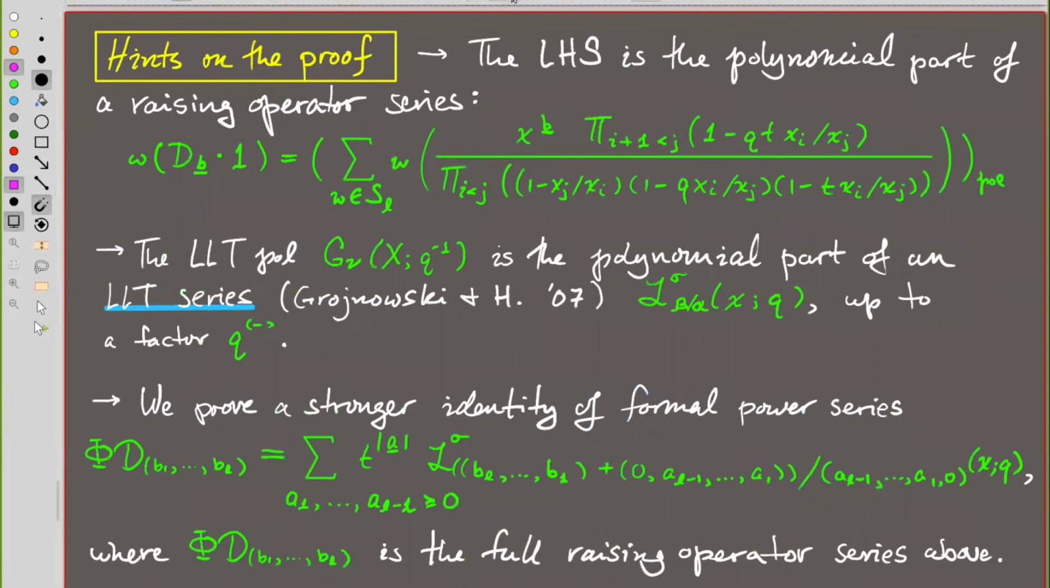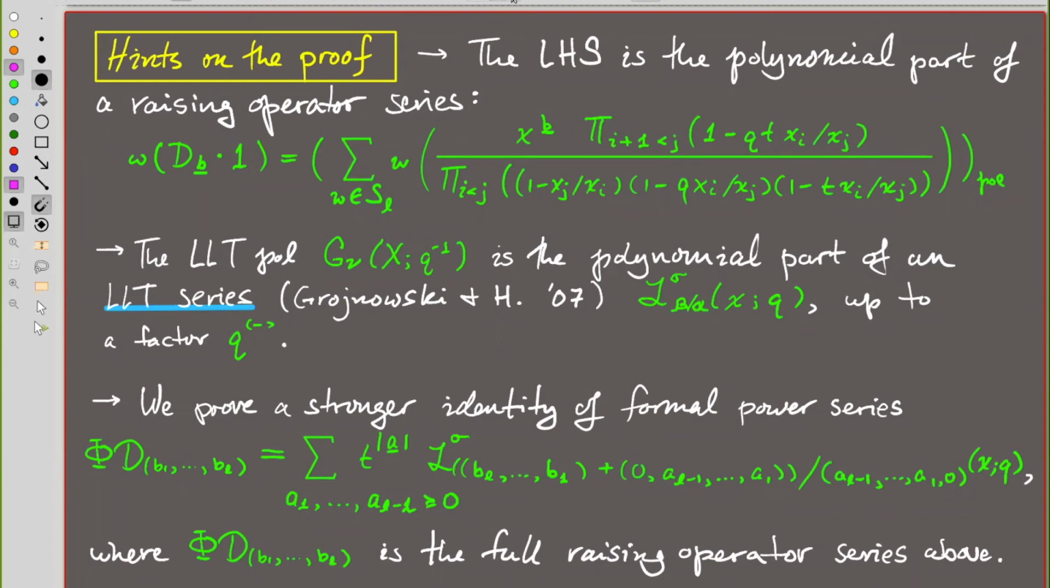Let me just give you some hint about how the proof goes. So the left-hand side, the dB applied to 1, after you apply omega to it, the symmetric function involution that switches the elementary and complete homogeneous symmetric functions, it becomes the polynomial part. And this is essentially the definition of a Feigin-Tsymbaliuk element. It becomes the polynomial part of a kind of explicit raising operator series in L variables. And it also happens that the LLT polynomial piece can also be thought of as the polynomial part of an infinite series.